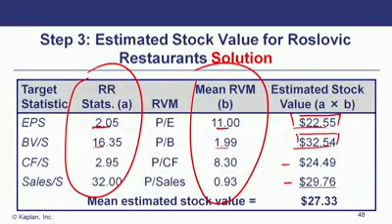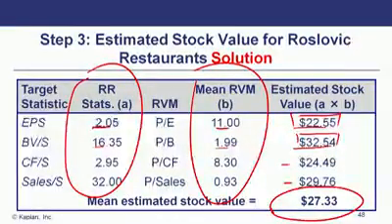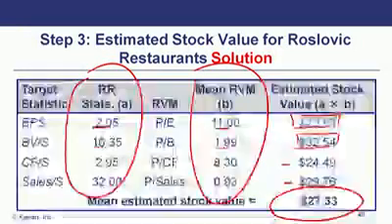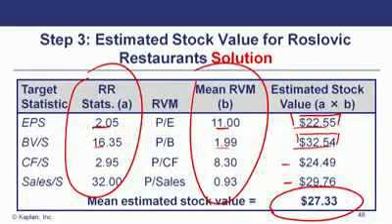And in the real world, we'd have to think about which one of these is correct. But here, since we're preparing for a multiple choice exam, they just tell us to take the mean. So there it is, $27.33. That is my estimated value of a minority share in Roslovic Restaurants. And if I only wanted to buy one share, that would be my price, $27.33. Now, I don't want to buy one share, right?